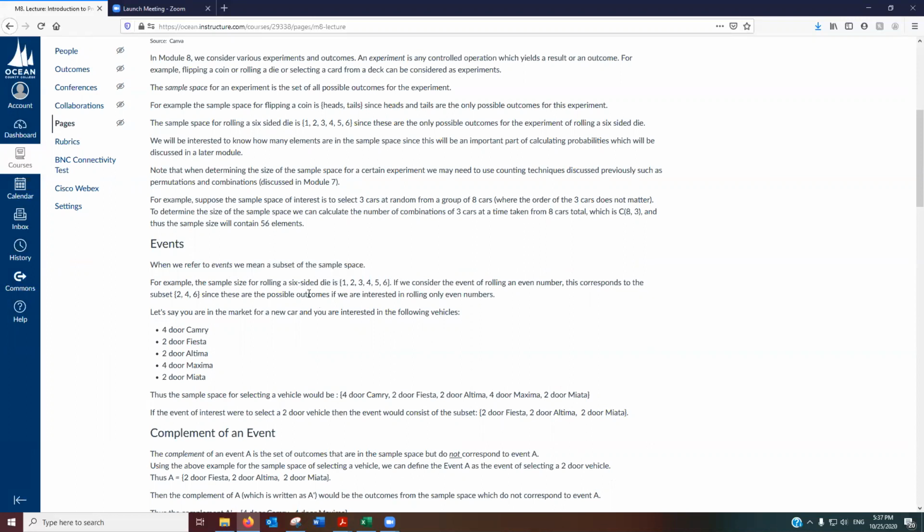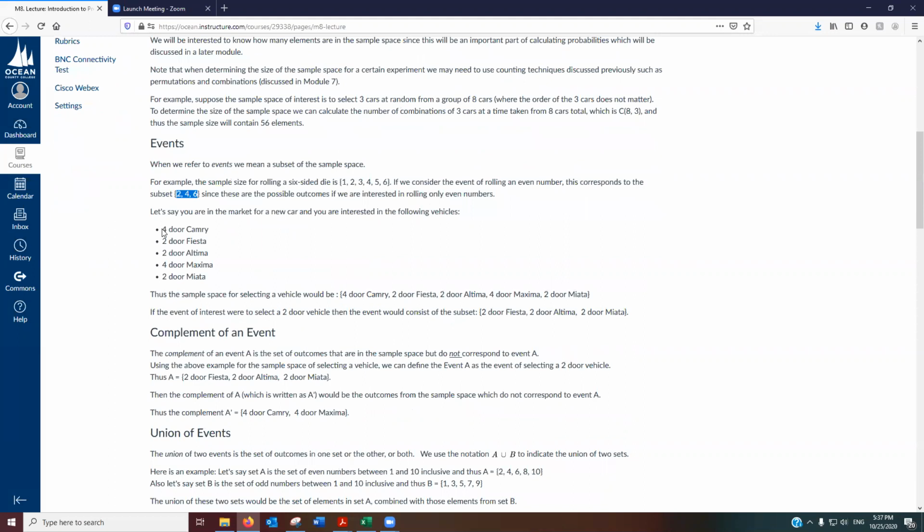So let's say we go back to rolling a die. The sample space is 1, 2, 3, 4, 5, or 6. What about if the event I'm interested in is rolling an even number? Well, that event corresponds to the subset rolling a 2, 4, 6. Those are the even numbers from the sample space.